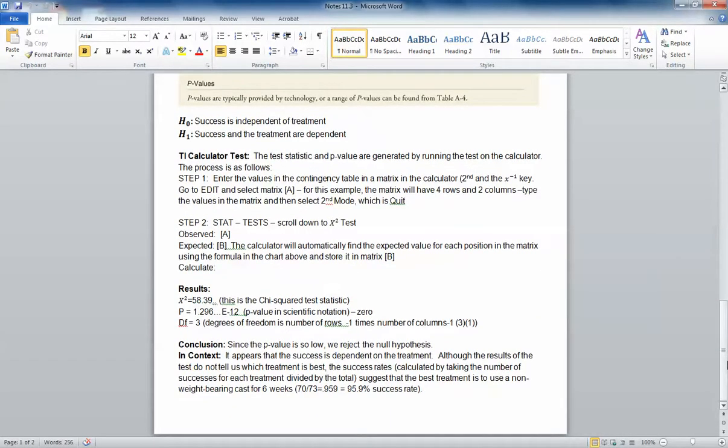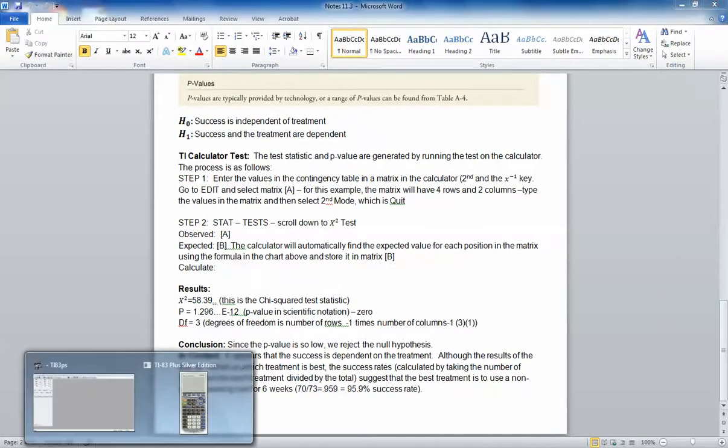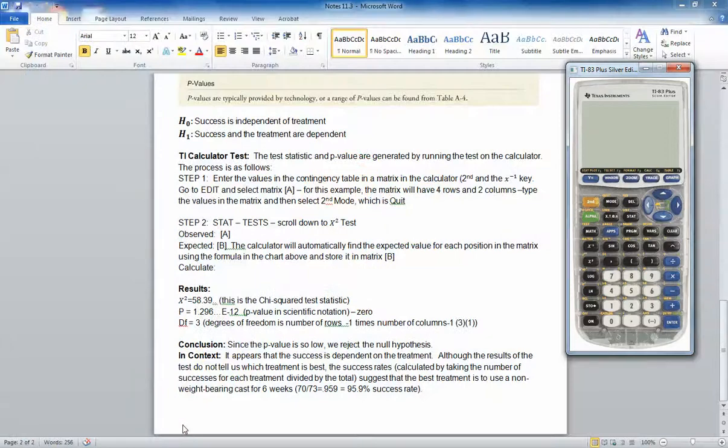Alright, so here's how we use the calculator. Notice it's not just a single list of data. We actually have rows and columns. On our TI calculator, the test statistic and p-value are going to be generated by running the test on the calculator.